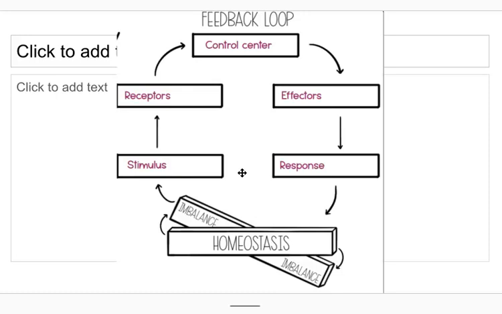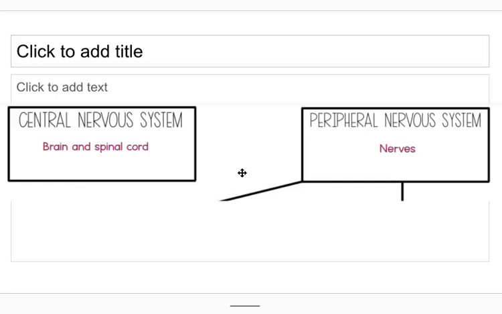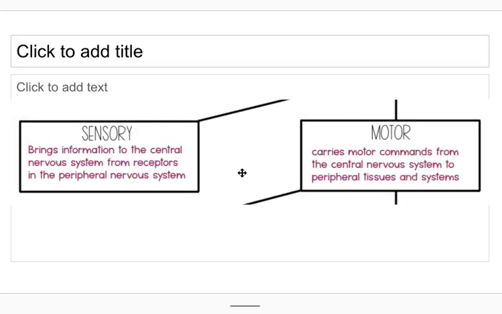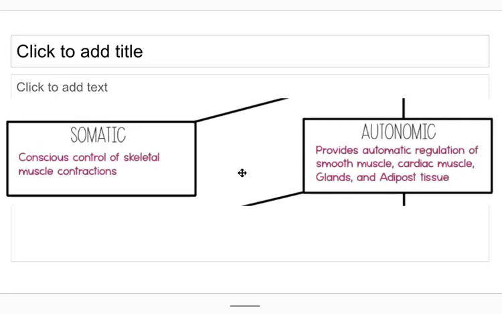This is just a feedback loop. I'll talk about this later; I don't want to go into it now. This is what you already did. So your central nervous system is your brain and spinal cord, and your peripheral nervous system is your nerves, sensory and motor. You can look at this, but again, you'll see this later.